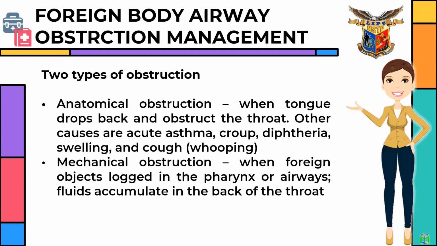Two types of obstruction. Anatomical obstruction, when the tongue drops back and obstructs the throat. Other causes are acute asthma, croup, diphtheria, swelling, and whooping cough. Mechanical obstruction, when foreign objects lodge in the pharynx or airways, or fluids accumulate in the back of the throat.